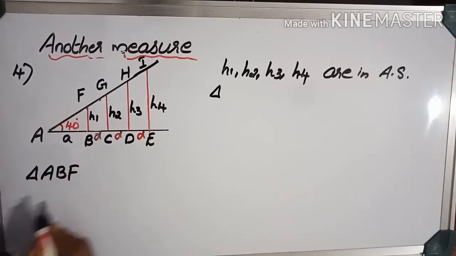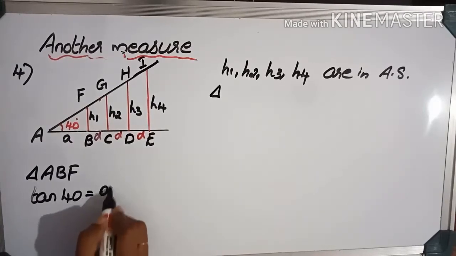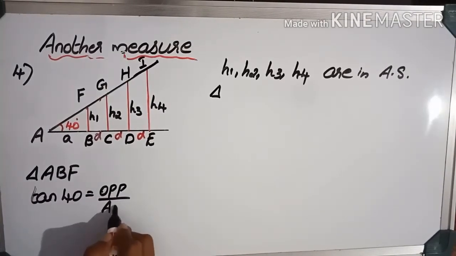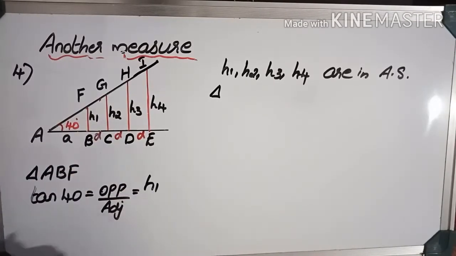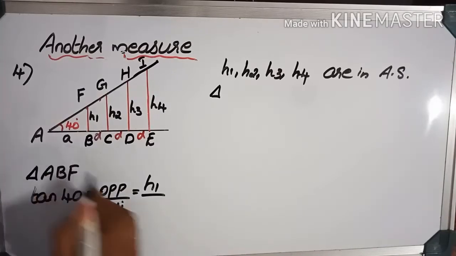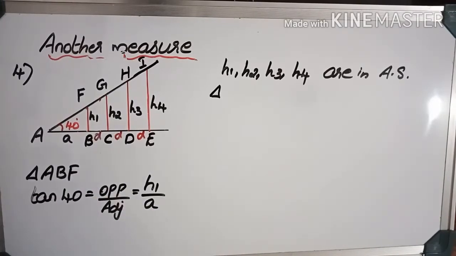So tan 40 equals opposite side by adjacent side. The opposite side is h1, divided by the adjacent side, small letter A. Now let's rearrange this. h1 equals A tan 40. This much is enough. Let's consider this as the first equation: h1 equals A tan 40.